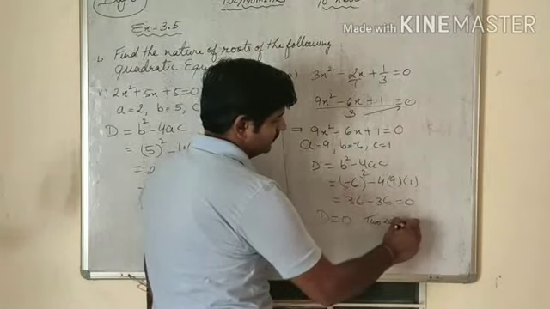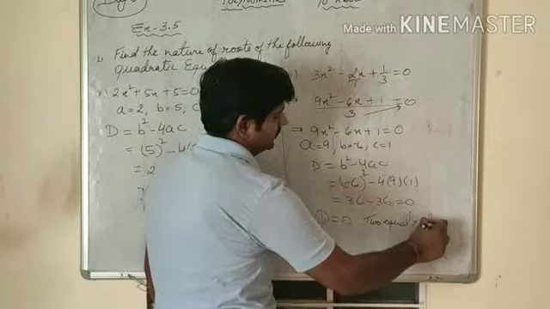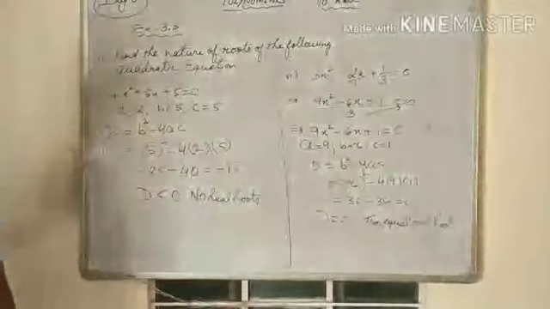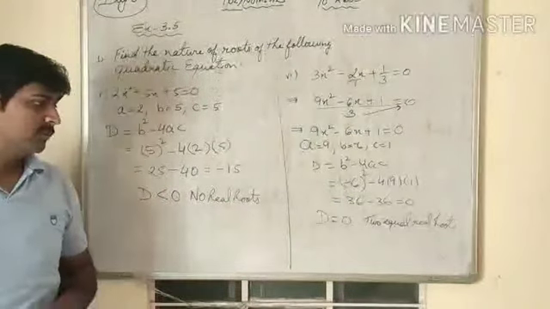If discriminant is 0, so we can say there are 2 equal real roots. Please write it down, then we will continue for next part of it.